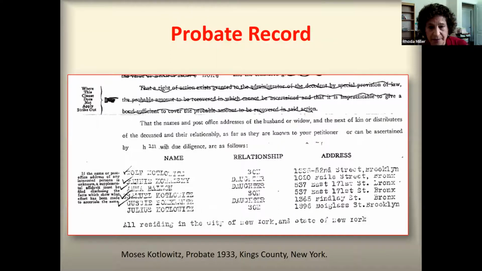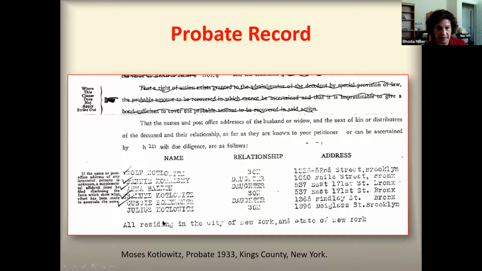And the last record I'm going to show you before I begin my case studies is an example of a probate record. So this is the probate record of my other great-grandfather, Moses Kotlowitz. And in his probate record, it's always cute and fun to know who he left money to and how much, and all of that soap opera stuff that goes on in families. But in the probate record, they also ask for the name, the relationship, and the address of all of the deceased's children, spouses, grandchildren, and so on. So this is just an example of what we have here and how it can be helpful.